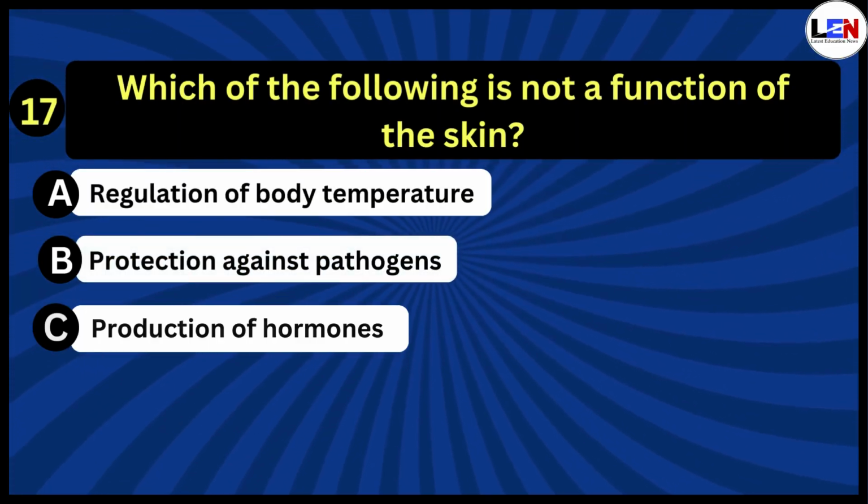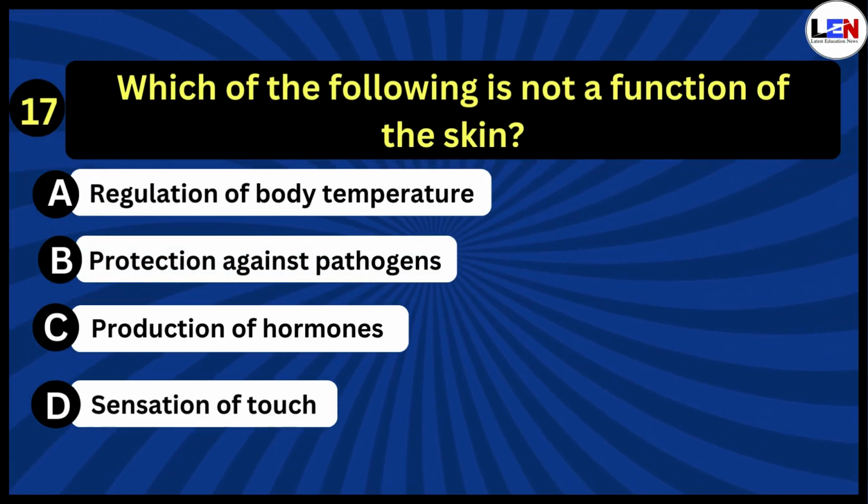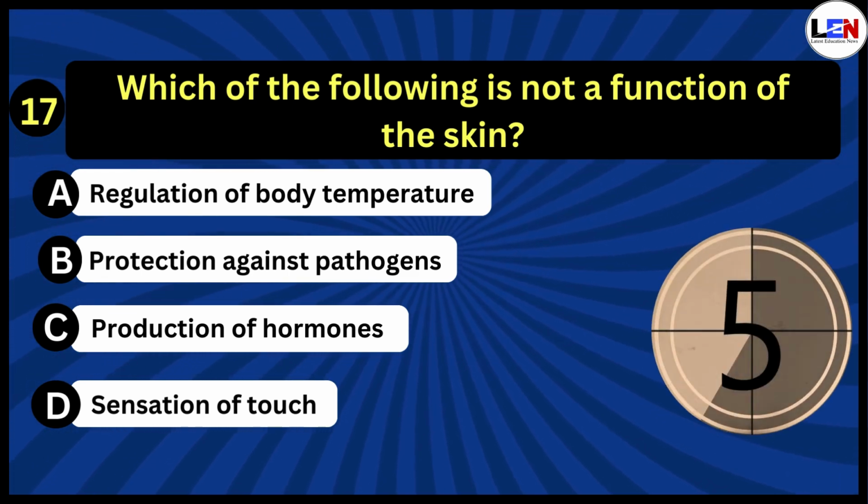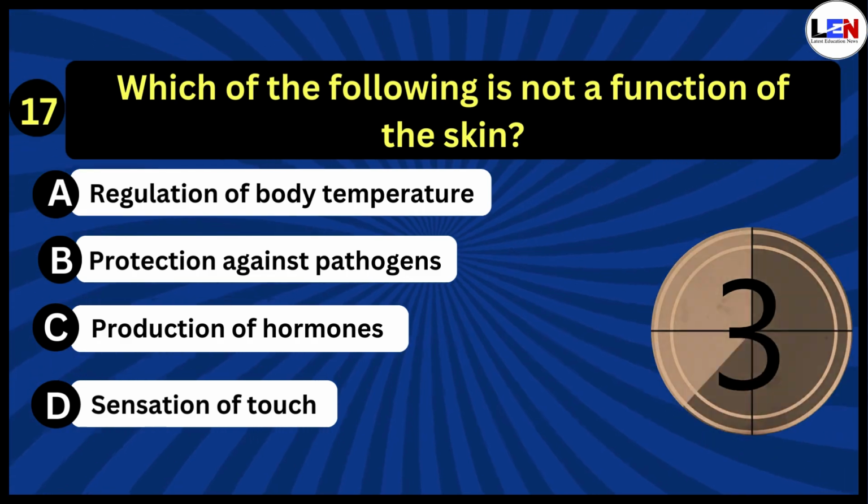What is the process by which blood clots to stop bleeding called? A. Coagulation. B. Respiration. C. Digestion. D. Circulation. The correct answer is option A. Coagulation.